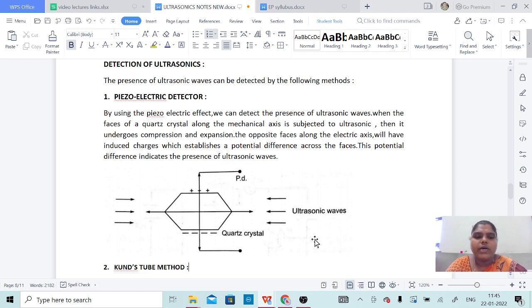When the faces of a quartz crystal along the mechanical axis are subjected to ultrasonic waves, it undergoes compressions and expansions. The opposite faces, along the electrical axis, have induced charges which establish a potential difference. That is, whenever we apply force along the mechanical axis, a potential difference is generated along the electrical axis across the opposite faces. So we apply mechanical stress horizontally, and it deforms and produces a potential difference perpendicular to it. This potential difference indicates that ultrasonic waves are present.